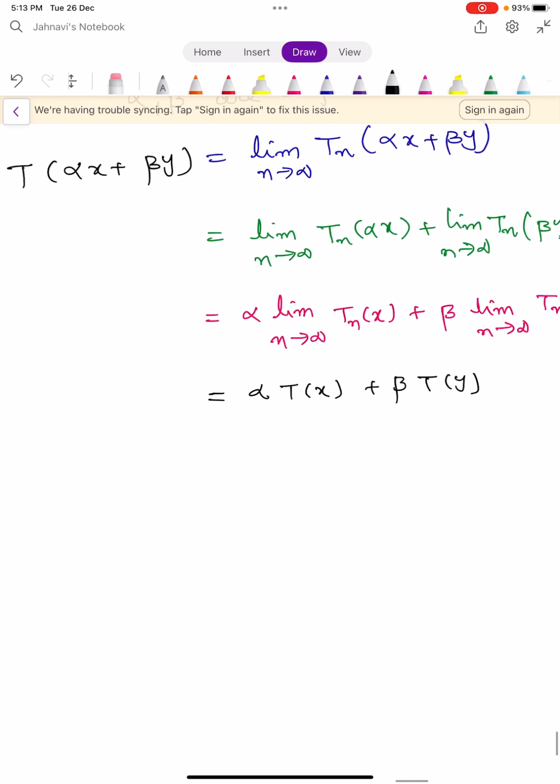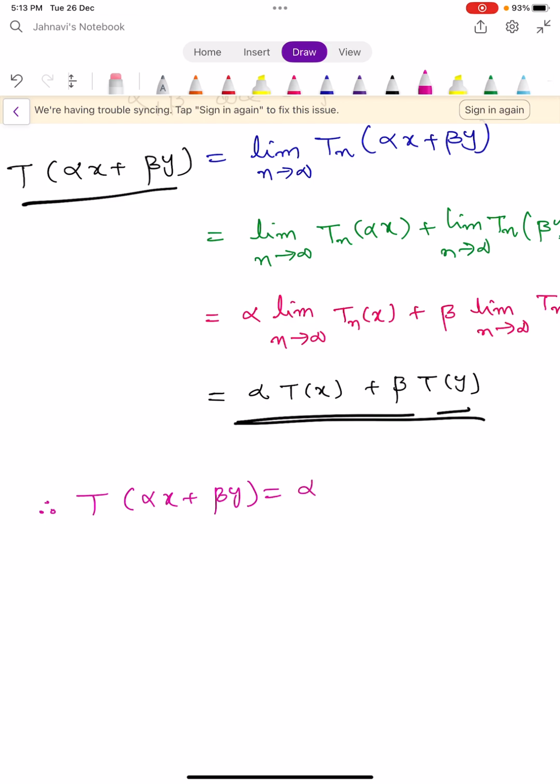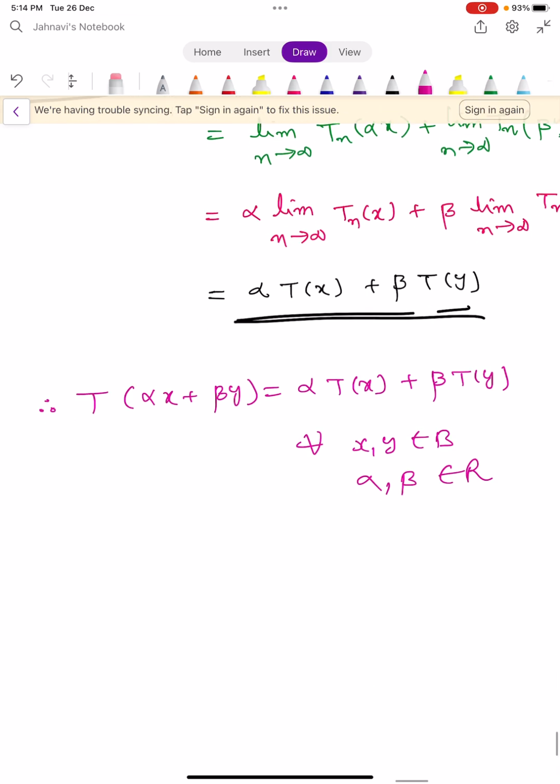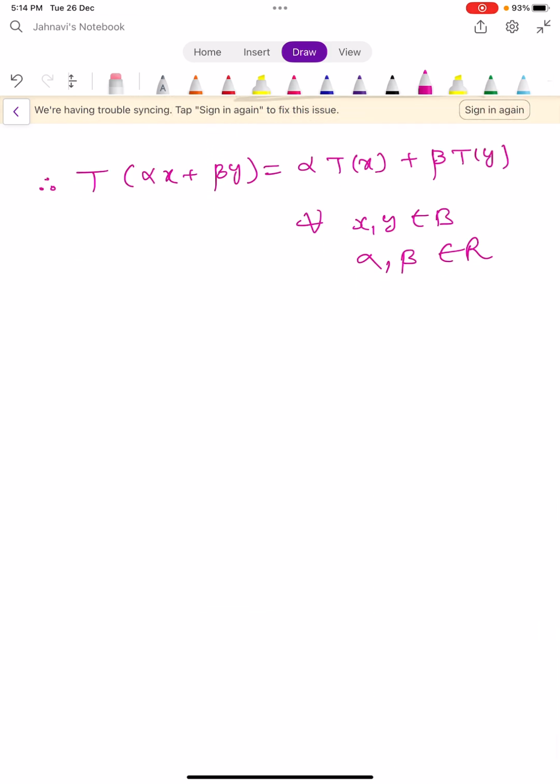In the LHS we have T of alpha x plus beta y. In the RHS we have alpha T of x plus beta T of y. Therefore, we prove that T of alpha x plus beta y is equal to alpha into T of x plus beta into T of y for all x, y belonging to capital B and alpha, beta scalars. They belong to the field capital R. This condition shows us capital T is a linear transformation.